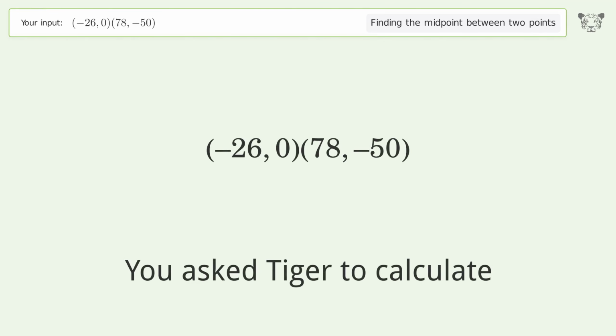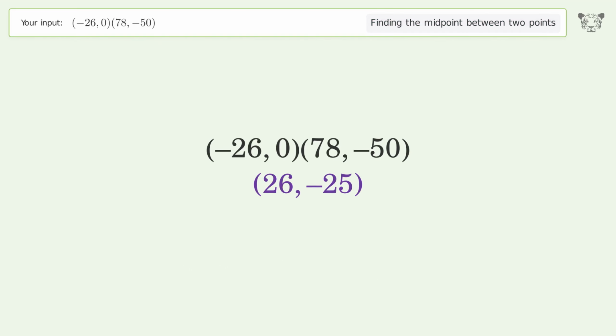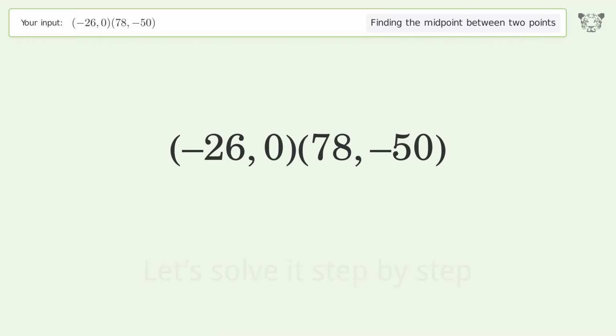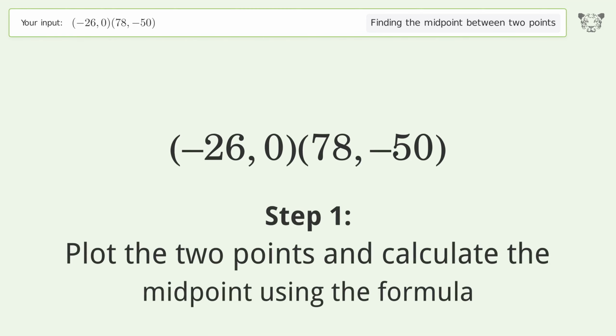You ask Tiger to calculate. This deals with finding the midpoint between 2 points. The midpoint between the 2 points is 26, negative 25. Let's solve it step by step. Plot the 2 points and calculate the midpoint using the formula.